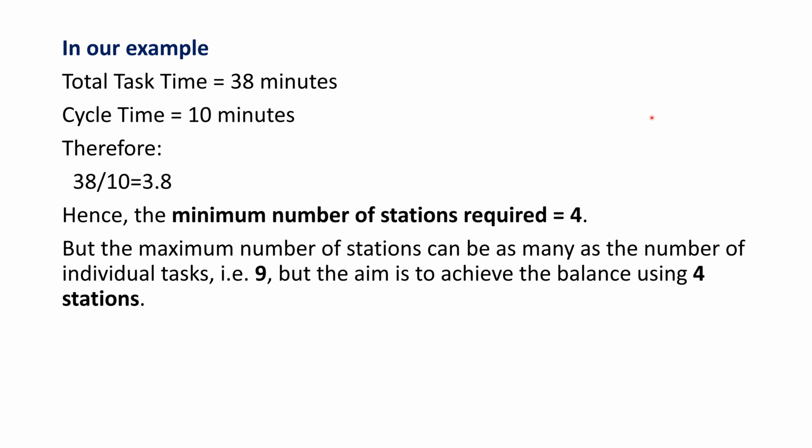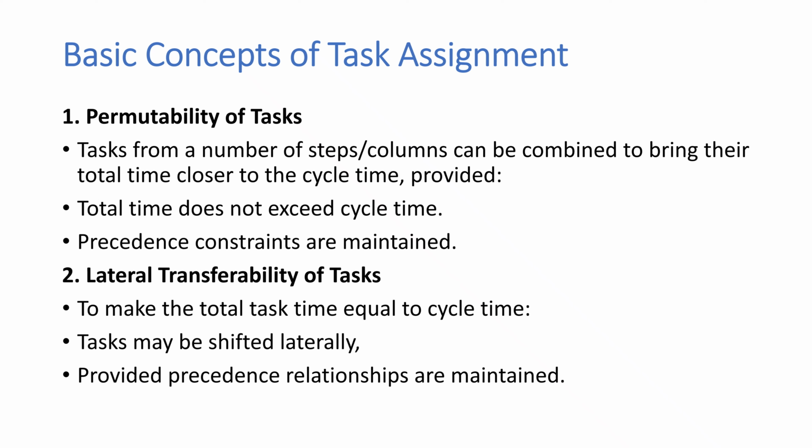In each workstation there may be more than one machine or only one machine. The maximum number of stations can be as many as the number of individual tasks. How many individual tasks are there? That is 9. So a maximum of 9 workstations is possible. But the aim is to achieve the balance using 4 workstations. If the number of workstations is less, that will give more productivity. So we will try to keep the minimum number of workstations, that is 4. We'll see how to achieve that from the precedence diagram.